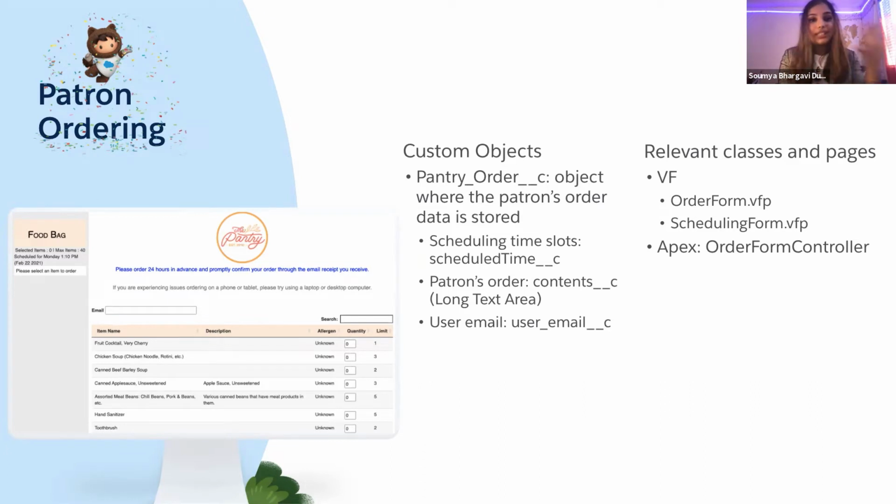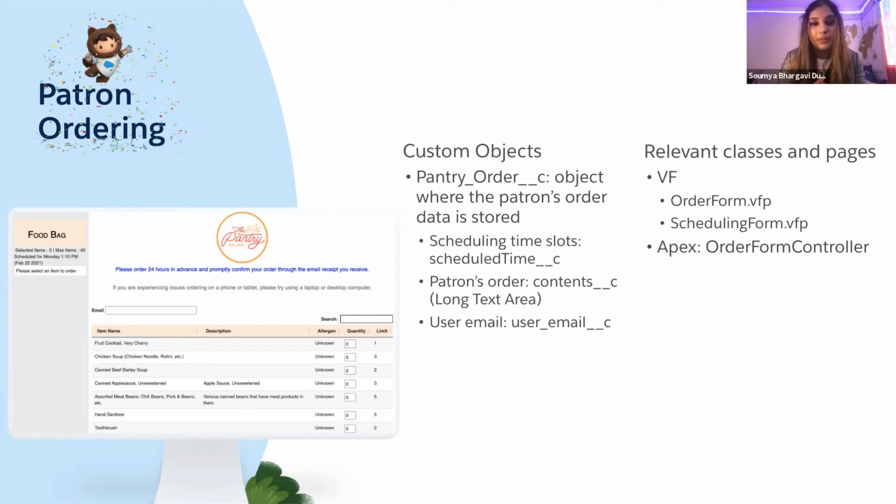Now, this is where everything is going to move on to the back end to the custom objects that we've been mentioning. So we've got Pantry Order Seat. It's the instance every single time we've got our patron placing an order. That's where their order is going to go into. And we want a few details of them, and we want their time slot that they picked.